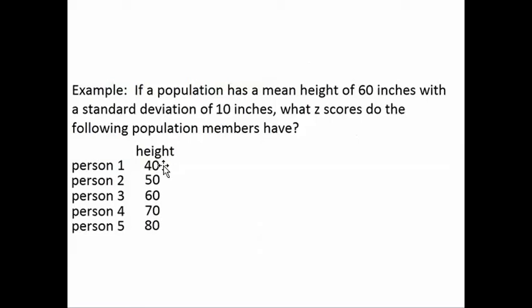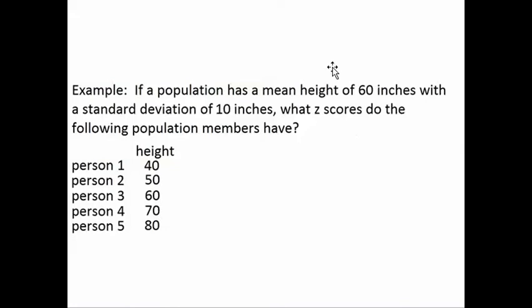So this person has a z-score of -2. This person who has a height of 50 inches is 1 standard deviation below the mean, because if you start at 60 and go down by 10 one time, that's 50. So this person has a z-score of -1. This person who has a height of 60 inches is right at the mean, so this person has a z-score of 0.